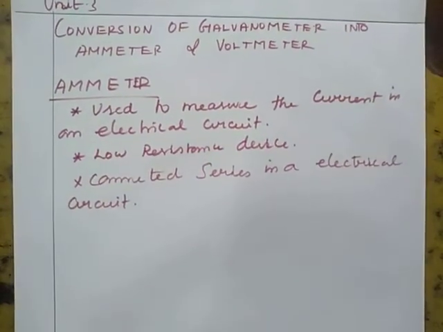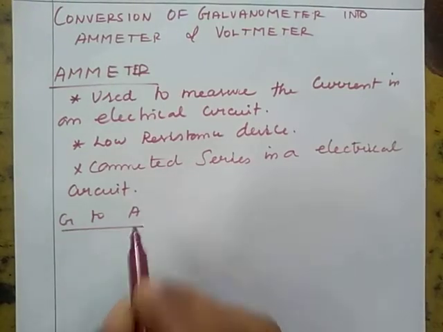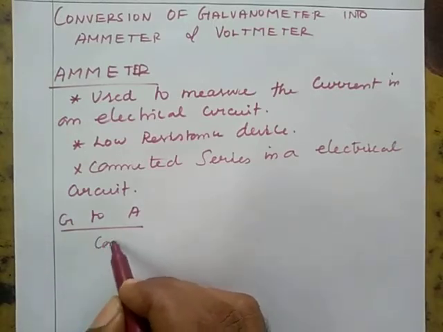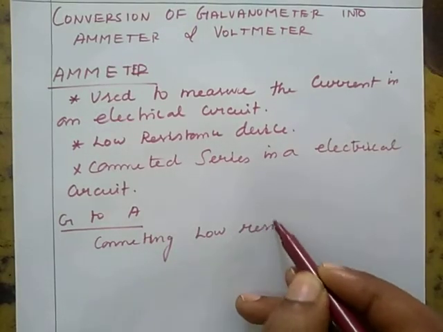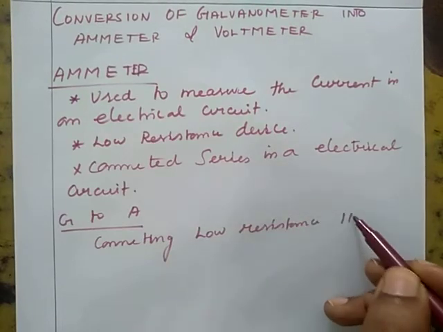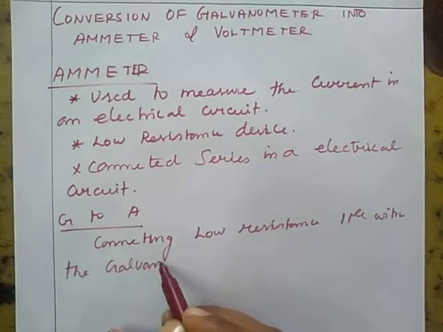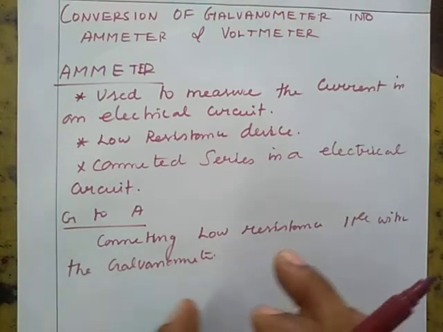Here let me see how to convert a galvanometer into ammeter. A galvanometer is converted into ammeter by connecting low resistance in parallel with the galvanometer. Okay, then the galvanometer became ammeter.